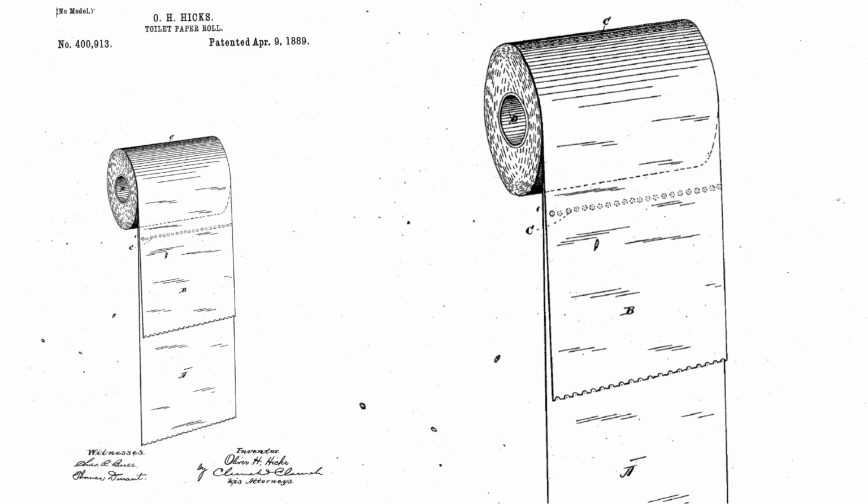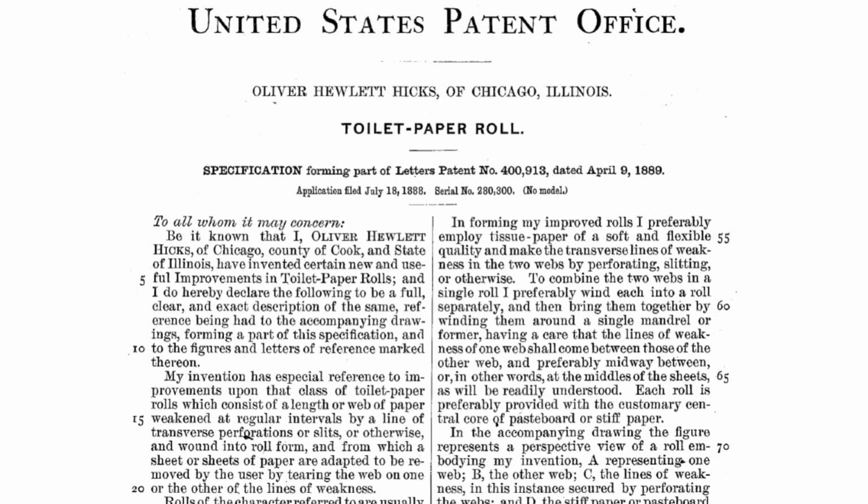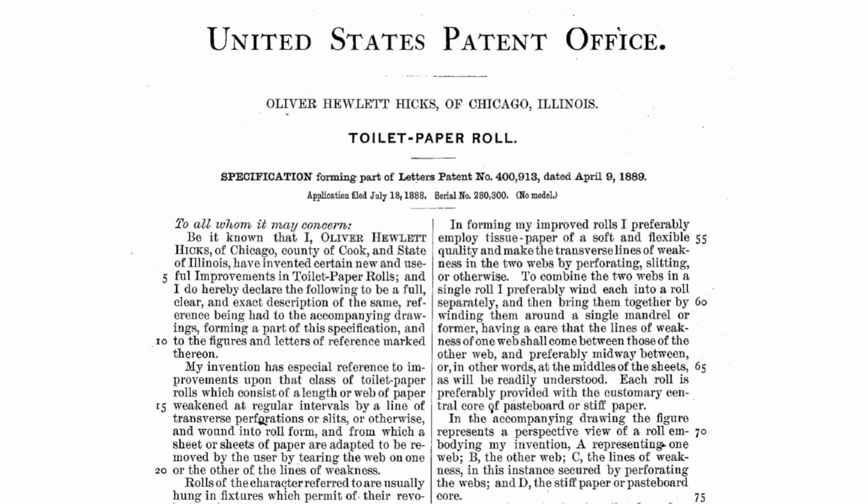Serial number 280300. To all whom it may concern, be it known that I, Oliver Hewlett Hicks of Chicago, County of Cook and State of Illinois, have invented certain new and useful improvements in toilet paper rolls, and I do hereby declare the following to be a full, clear, and exact description of the same, reference being had to the accompanying drawings, forming a part of this specification, and to the figures and letters of reference marked thereon.